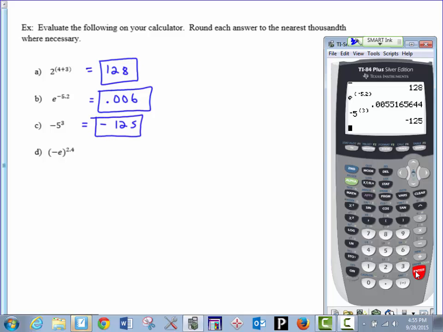And then on the last one, notice that the negative e is in parentheses. And so you want to type it on your calculator exactly as it's written. So parentheses, negative, and then to get the e, you're going to do second, divide, close your parenthesis, and then raise. I'm going to open a parenthesis to the 2.4 power, and then press enter. This ends up being 11.023 when we round to the nearest thousandth.